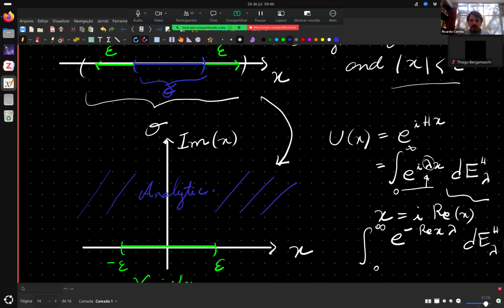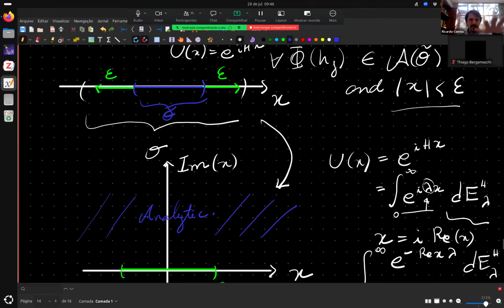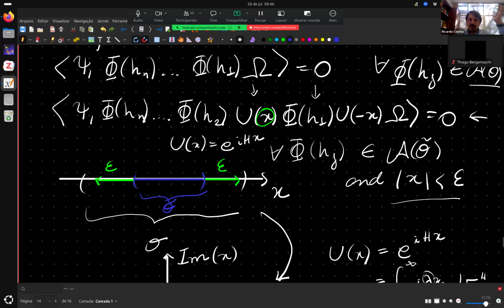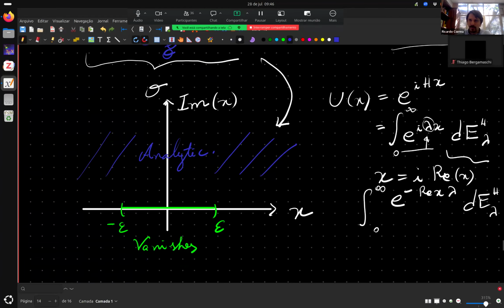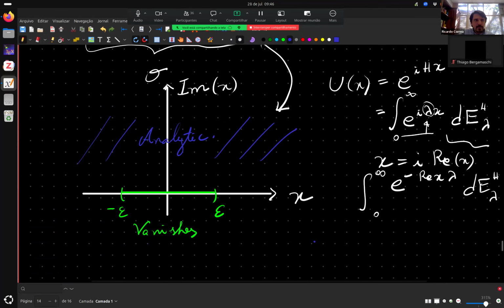So this u extends analytically in the upper half plane due to my spectral condition. Okay, so now I have my real part of x and my imaginary part of x. I know that my function vanishes between minus epsilon and epsilon, and it's analytic in the upper half plane.